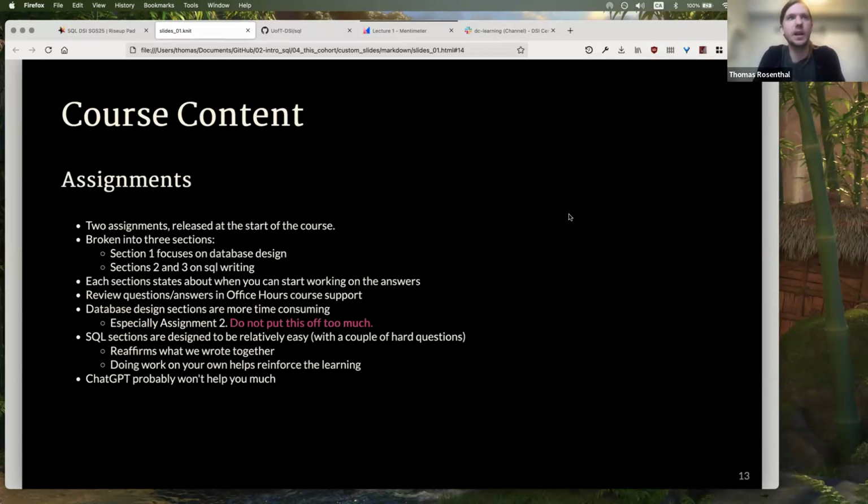So there are 2 assignments released at the start of the course. They're broken into 4 sections, sorry. Section 1, which focuses on database design. Section 2 and 3, which are on SQL writing. And Section 4, which is an ethics-related prompt. Typically, the 6th class also has a 1-hour ethics conversation. Since I do ethics in day-to-day work, I wanted to retain this despite losing some of those hours.